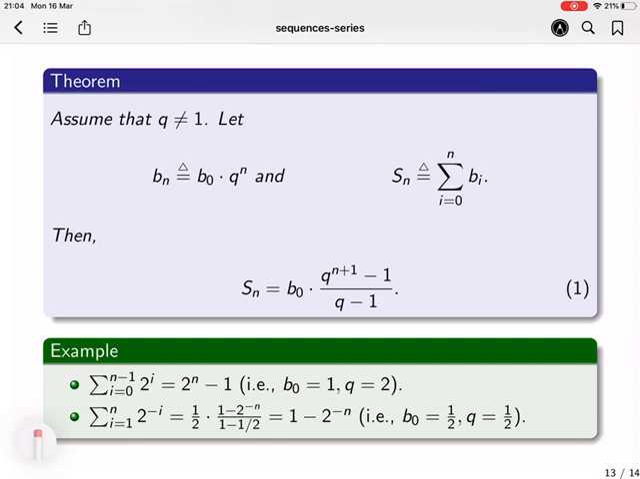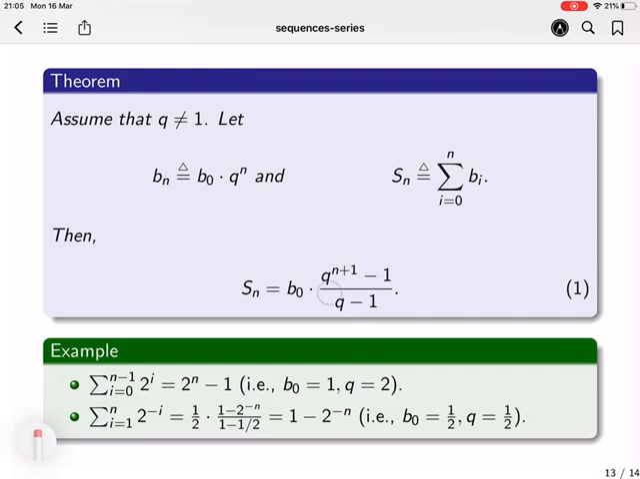Let's consider two examples. In the first example, I'm looking at the summation of the powers of 2 from i equals 0 to n minus 1. And I claim that it equals 2 to the n minus 1. Let's see why. If I look at the geometric sequence of powers of 2, then the first element is 1, because I have 2 to the power of 0, and my quotient is 2. I plug it in my equation, what do I get? B0 is 1, Q is 2, 2 minus 1 is 1. So I have here 1 divided by 1. That cancels out. It's not interesting.